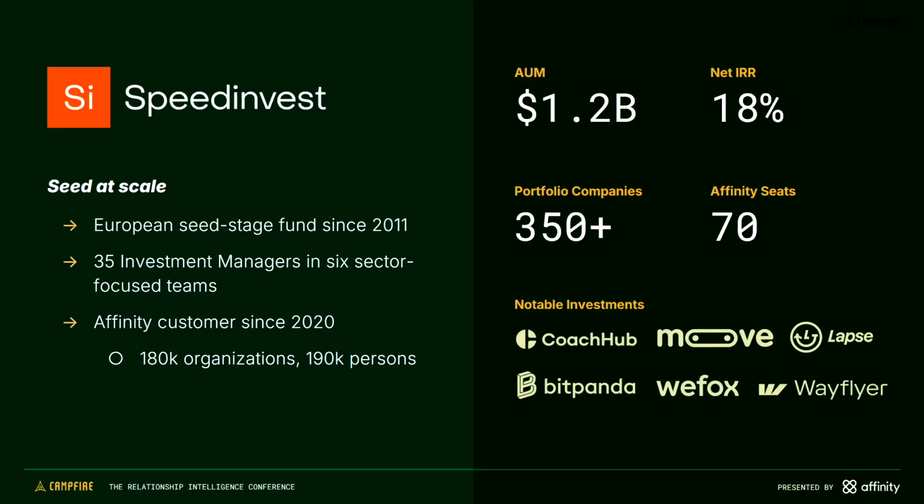And what about SpeedInvest? SpeedInvest is a European seed stage venture fund that has 1.2 billion under management. So it's fairly large in terms of seed stage investors. We do about 50 deals a year, and we've got 70 seats of Affinity. So this is large enough that online experiences really help us understand and bring our whole company to bear for our portfolio companies. Awesome. Casey, do you want to introduce yourself?